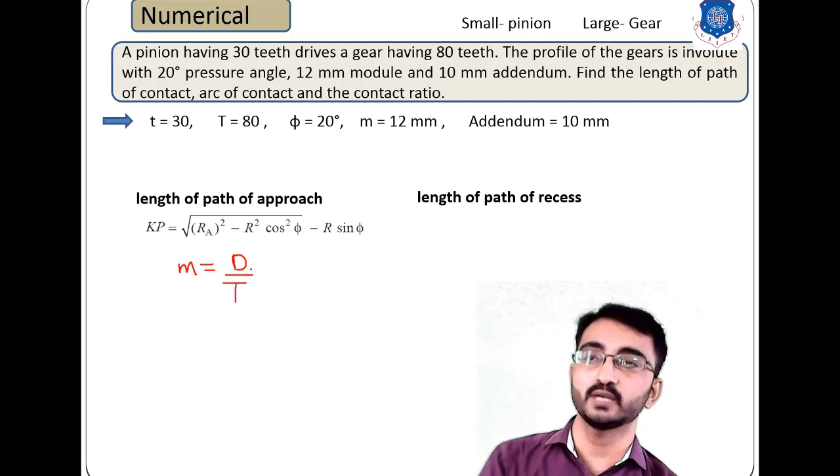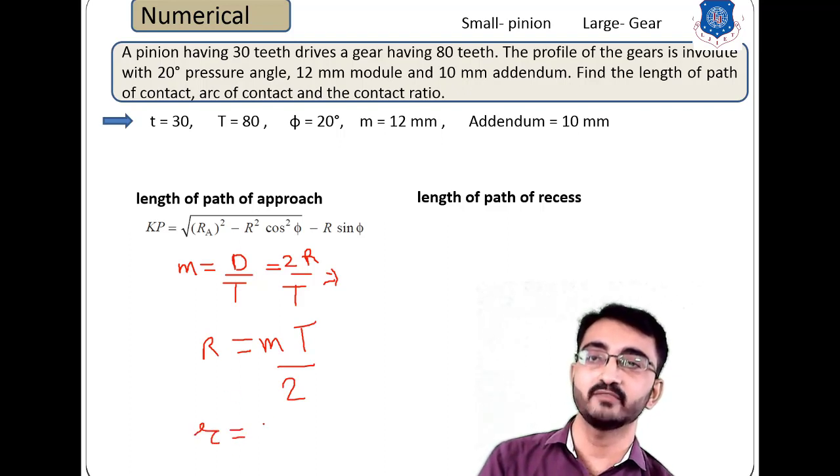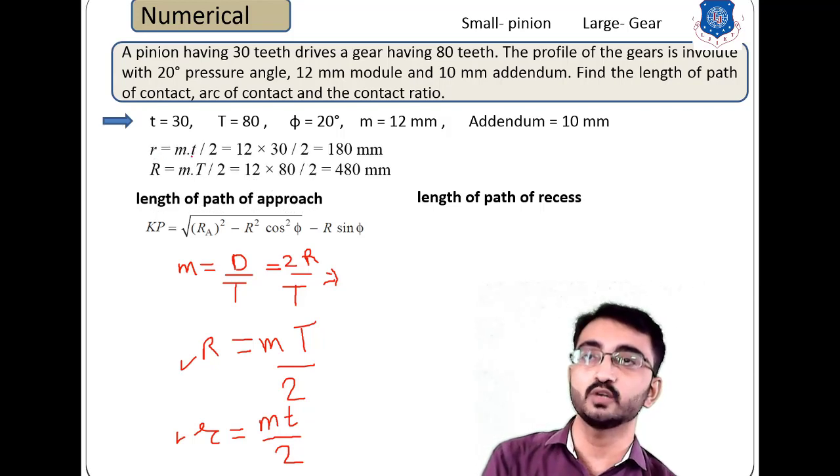Okay, so over here we have to calculate a radius, so we can consider that D is equal to 2 times radius, so we can write 2 times capital R divided by T. So from this term we can derive the equation for capital R, that is equal to m into T divided by 2. Similarly we can derive the equation for the small one, that is for the pinion. Over there we can write small r is equal to m into small t, that is the number of teeth of the pinion, divided by 2. So by using these two equations we can calculate the radius. Okay, so let's consider these two equations. Small r is equal to m t by 2, and putting the value of m, that is module, equal to 12 mm as given, and the number of teeth on the pinion, that is 30.